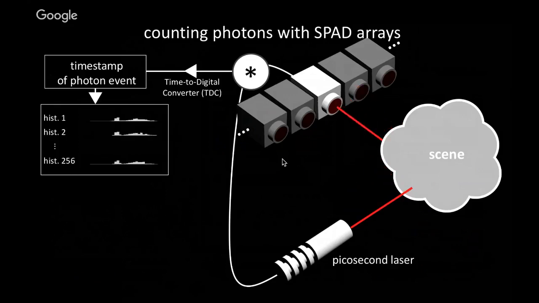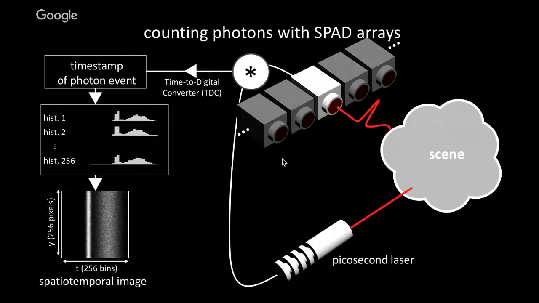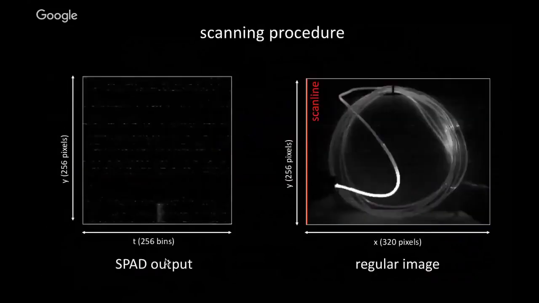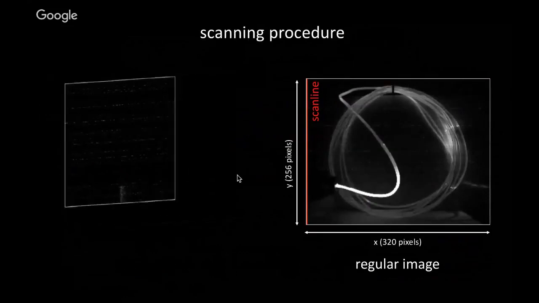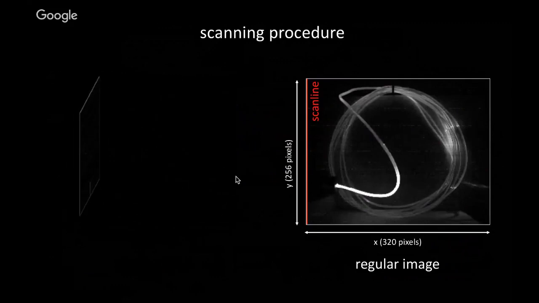And the LinoSPAD will output these spatial-temporal images, where one axis represents spatial information, and the other axis represents temporal information. So this gives us a spatial-temporal slice of a scene, and we can use this as a way to capture one slice of our transient image. So on the right here, we have a scan line, which represents where we're positioning the sensor over time.